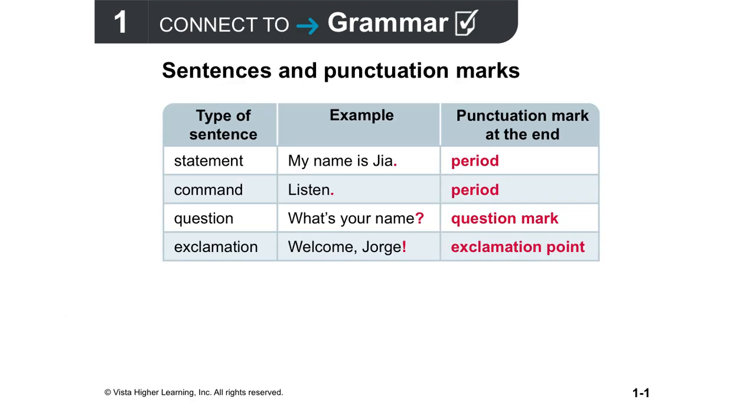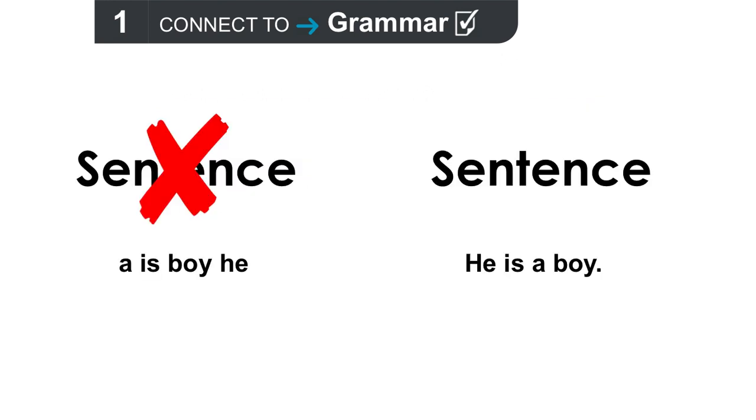Let's start with sentences and punctuation marks. Remember that a sentence is a group of words that makes sense and communicates meaning. "A is boy he." I don't know what that means. It's a group of words, but it doesn't make any sense. "He is a boy." This is a group of words that does make sense, and I can understand exactly the meaning that this sentence communicates.